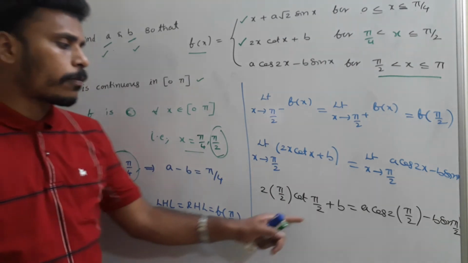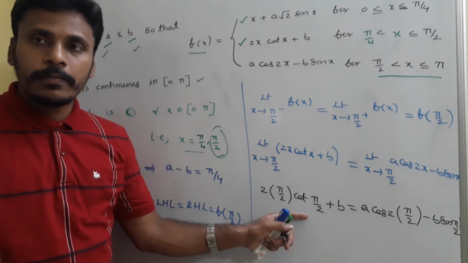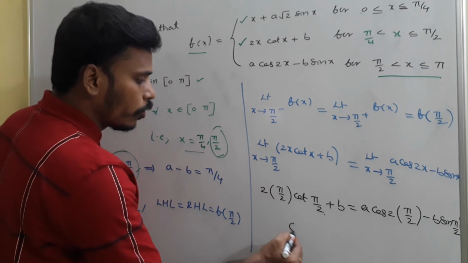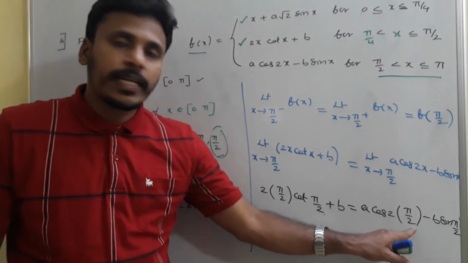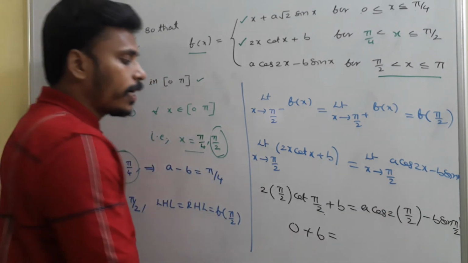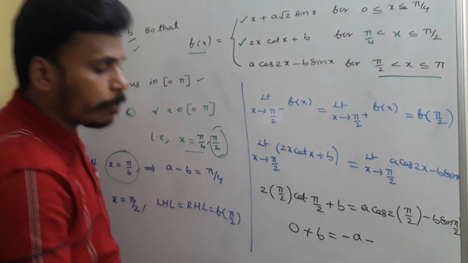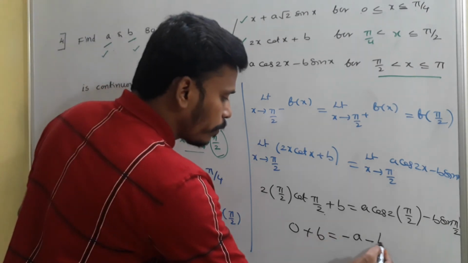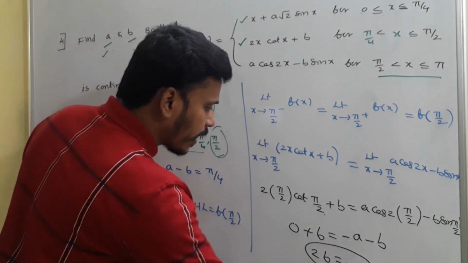What do you say about the cot pi by 2 value? Cot pi by 2 is 0, right? Tan 90 is infinity, cot pi by 2 is 0. So 0 plus b is equal to, the 2 and 2 get cancelled, cos pi. Cos 180 degrees is how much? Cos 180 degrees is minus 1. So minus a, minus sin pi by 2. Sin pi by 2 is 1, so minus b. So at the end we have that 2b is equal to minus a.